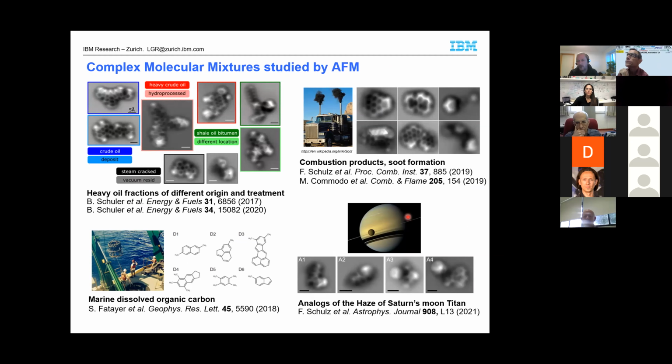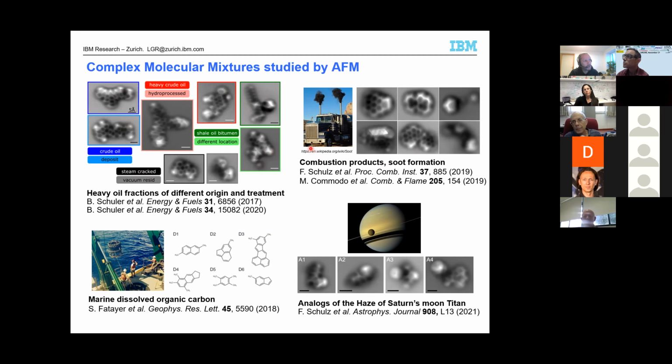I don't want to go into detail, but I just want to show you in which fields you find these planar aromatic molecules that we can image nicely, and you can now learn something by studying individual molecules out of these complex mixtures. And these are complex mixtures that are interesting around the petroleum industry, so crude oil and oil and gas production. So these are molecules we find here.